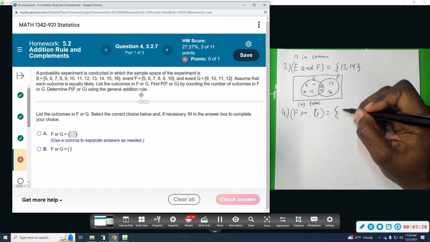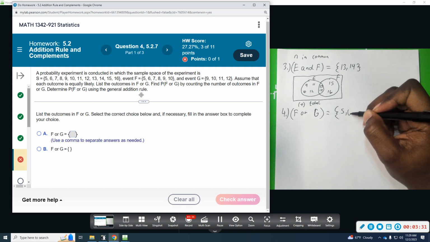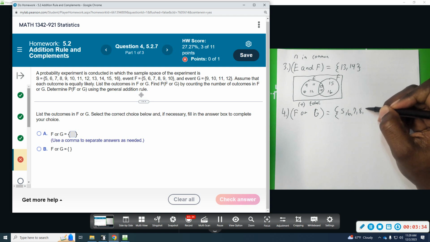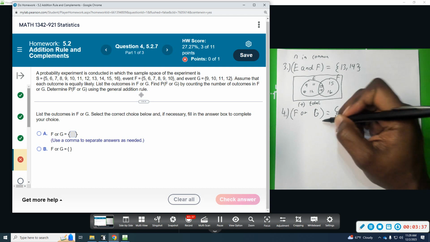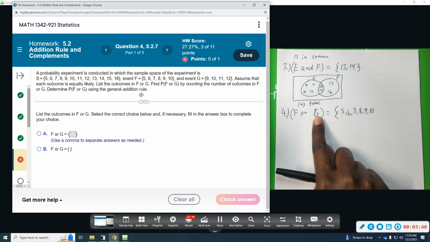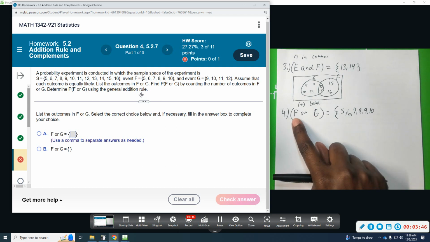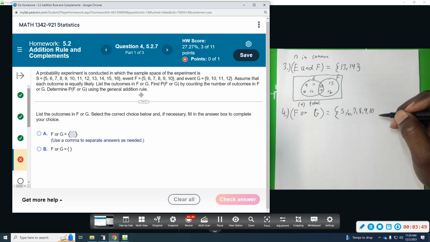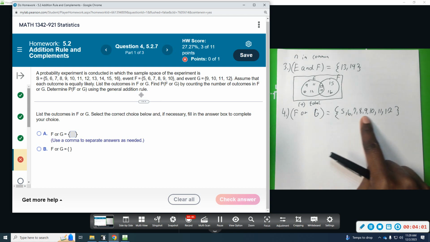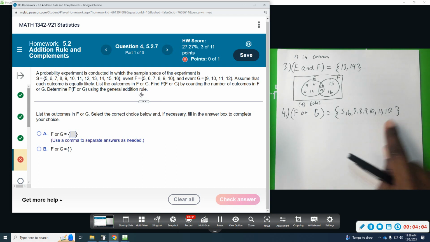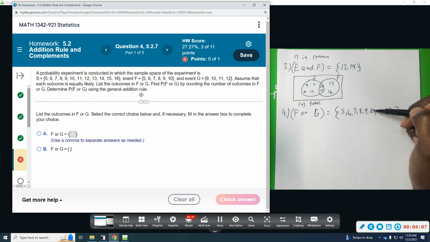So F is the elements. I'm going to list all those first: 5, 6, 7, 8, 9, and 10. Okay. So once I got that whole group, then I'm going to add to that all the elements of G. Be mindful not to repeat elements. So if something is in G and we already have listed it in F, I don't need to list it again. So starting with G, we had 9, 10, which I already have. I won't add those again. And then we have 11 and 12. So I will add that to the mix. So F or G would be all of F and all of G listed together. If I count this, we got 1, 2, 3, 4, 5, 6, 7, 8 elements total.